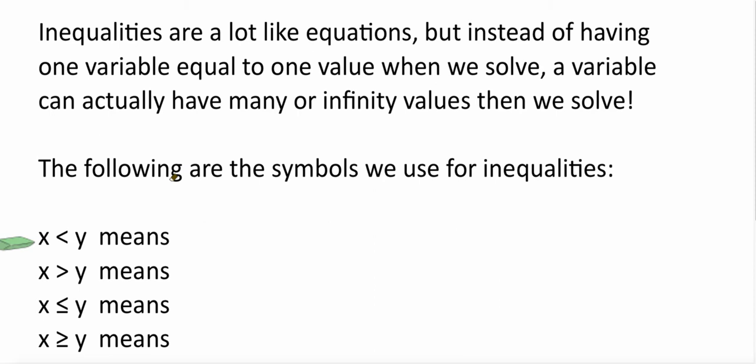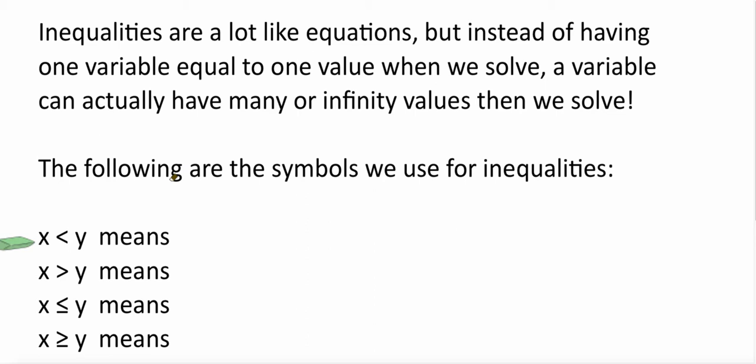Inequalities are a lot like equations, but instead of having one variable equal to only one value, our variable could equal many values, or even possibly an infinite amount of values. Let's take a look at our speed limit, for example. When you're driving and you see a sign that says maximum 100, you know you're allowed to go 95, 96, 97 kilometers an hour. You're allowed to even go 50, 40, 60. You could go anything under 100 kilometers an hour. Therefore, we have many answers that could fit this variable.